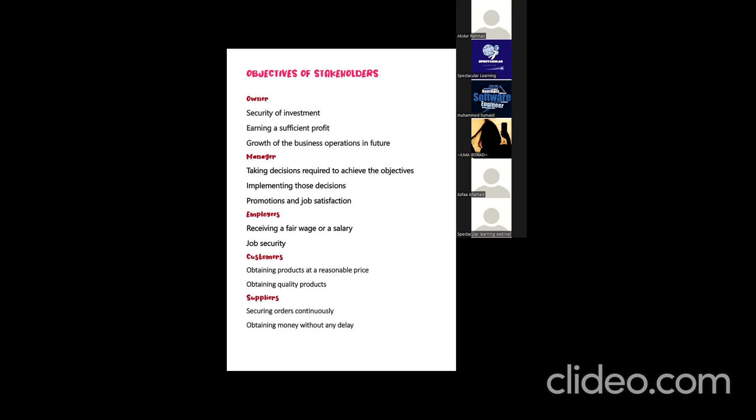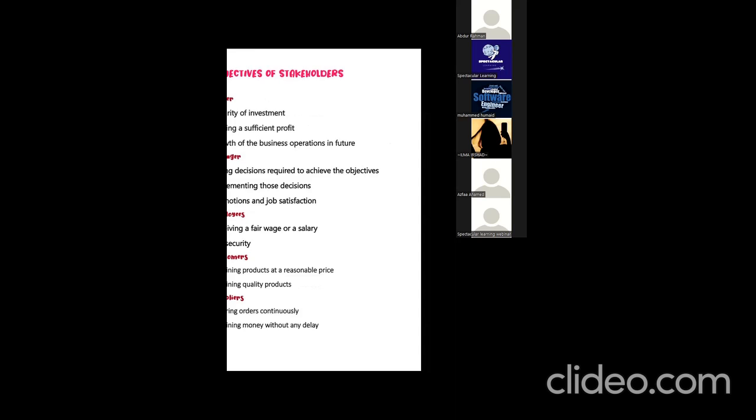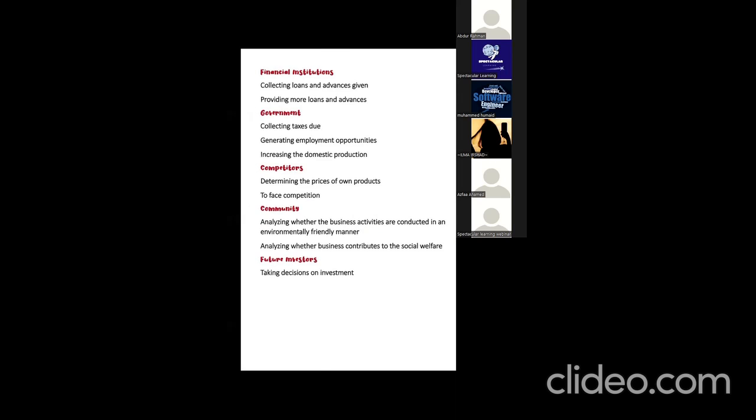The supplier's objectives are securing orders continuously. So they want us to order. Say that flour person expects us to order every day. Securely means that no damage should happen to them, and they should obtain their money without any delay. When we purchase 50 kilos of flour from them, they expect us to give the money not on the time but on the next day or very soon. Did you all understand the objectives of these stakeholders?